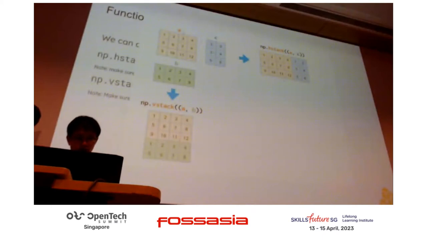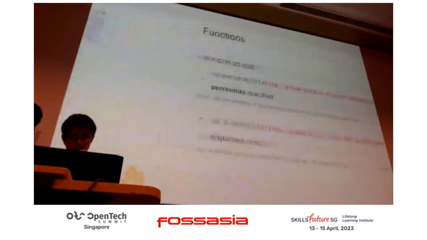In the case of numpy.hstack(a, c), the array a has 3 rows, and so does array c, so you can stack those two together. Similarly, for vstack(a, b), a has 4 columns and b also has 4 columns, so you can vertically stack them together.